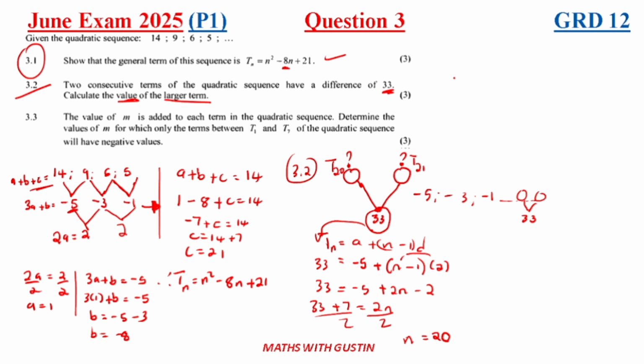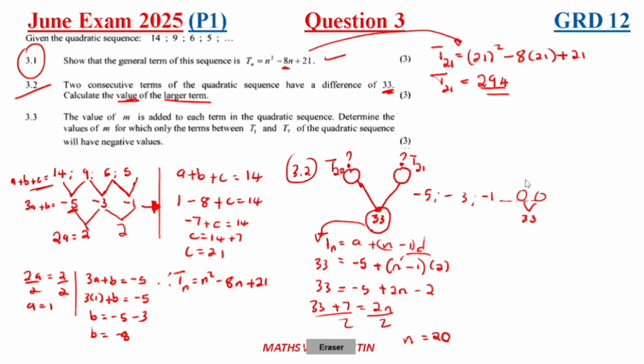So to find the actual value, we're going to say term number 21 is going to be equal to, we substitute it into this formula, 21 all squared minus 8 times 21 plus 21. So now it's going to be what? Put it in our calculator, we found that that term is going to be 294. Right, let me know what you guys think. It's 294. In this case, now let's move on to 3.3.